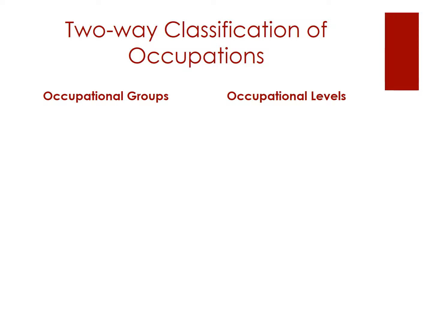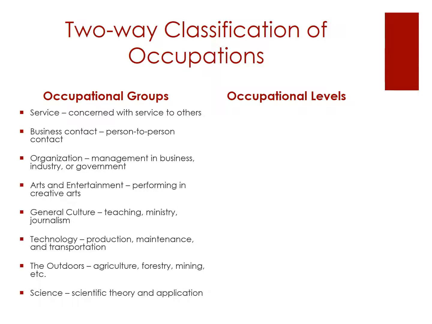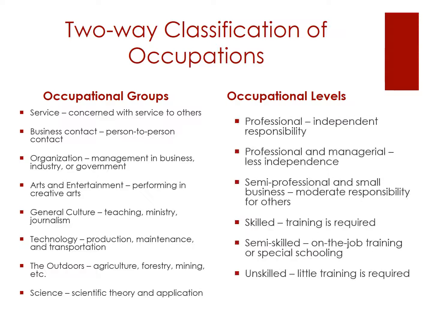In addition to these ideas, Ann Rowe developed a two-way classification system for occupations, which included 8 occupational groups and 6 occupational levels. The 8 groups represent different types of work that individuals can do, and the levels reflect the level of education, skill, and training required for various jobs. The groups and levels create a sort of matrix which combines to describe a particular job.